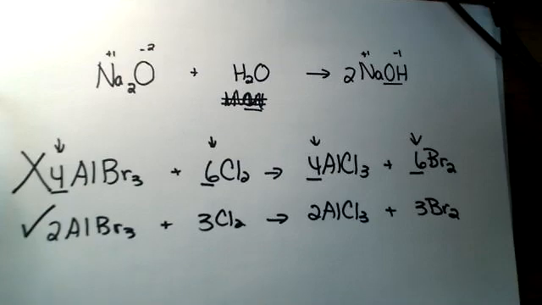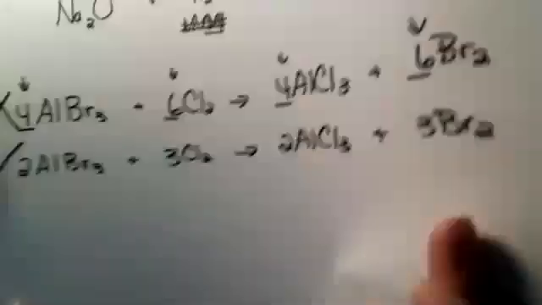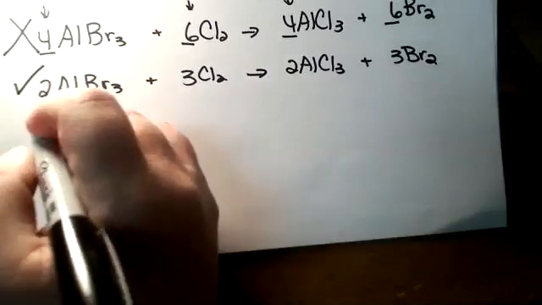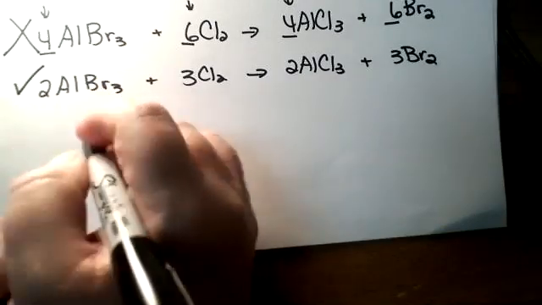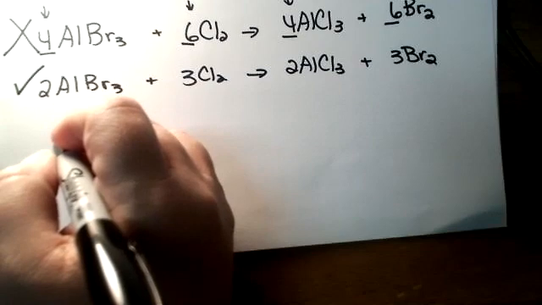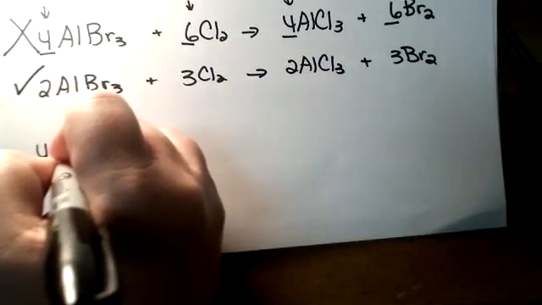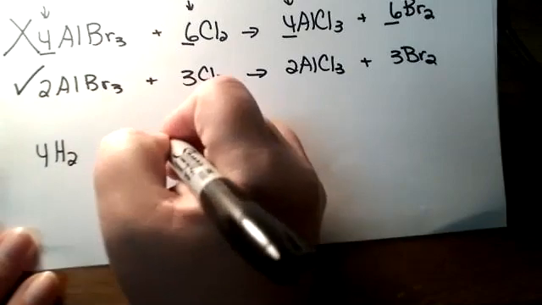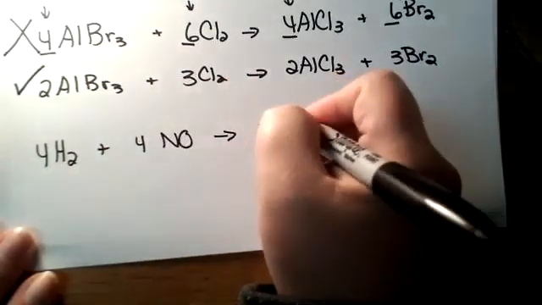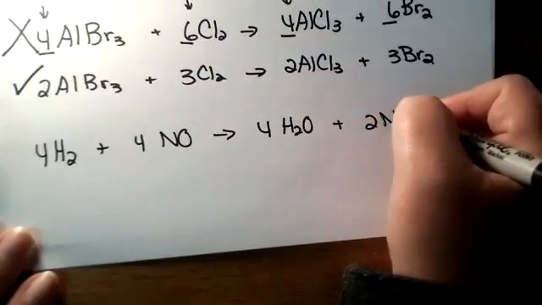Before you simplified, if there was a 2 in front of one of them, it would just reduce down to 1. Let me see if I have one like that. Well, let's look at this one. Let's say that I have 4H2 plus 4NO yields 4H2O plus 2N2.